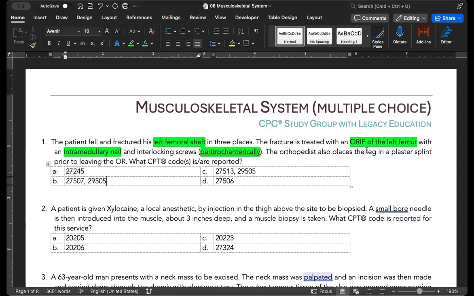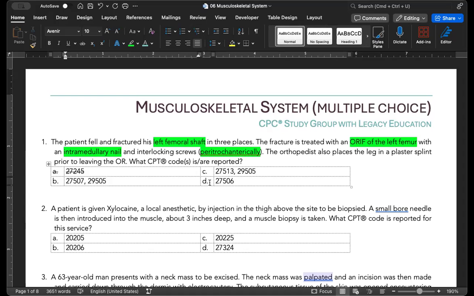27506 is for open treatment. So we already know that part is correct. Femoral shaft fracture, another portion is correct because it's the correct location of the fracture. With or without external fixation. So here we don't have any documentation of external fixation, but because this code description says with or without, then we can still use it.